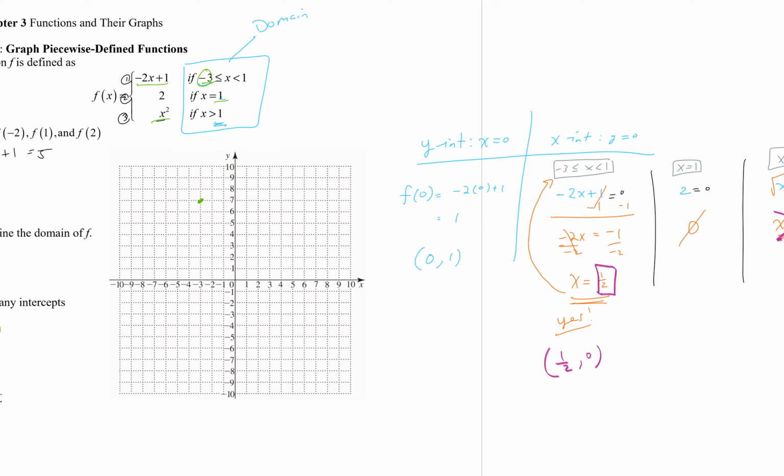Now I'm going to plug in 1. Even though it doesn't include 1, it's less than 1, not less than or equal to, I still need to know where it's supposed to end, even though it doesn't end there. So I plug in 1 in here. -2 times 1 is -2. -2 plus 1 is -1. So when I plug in 1, the answer is supposed to be -1.